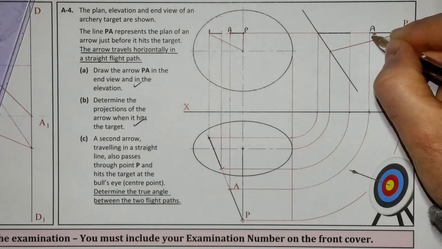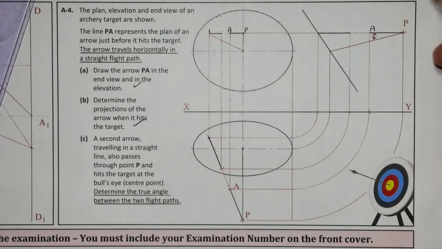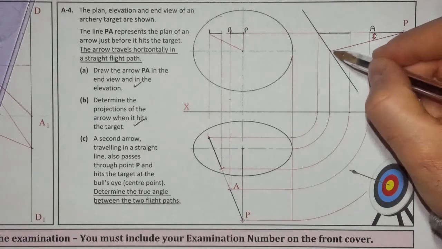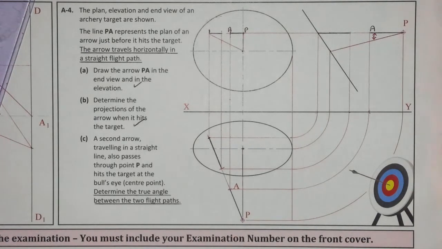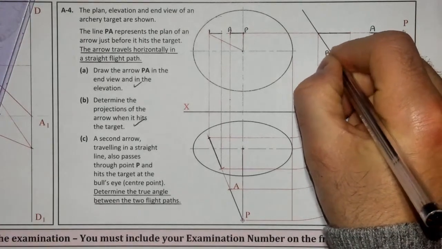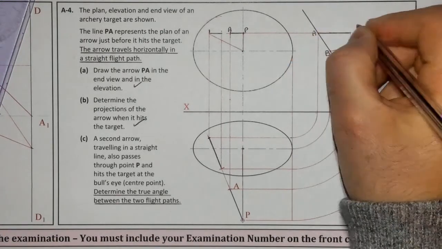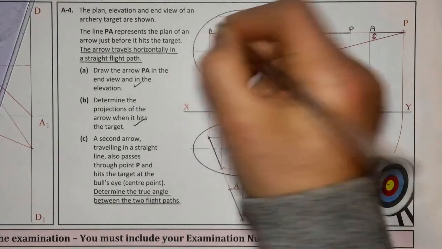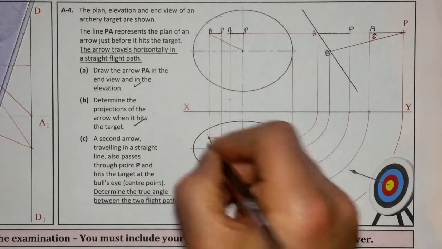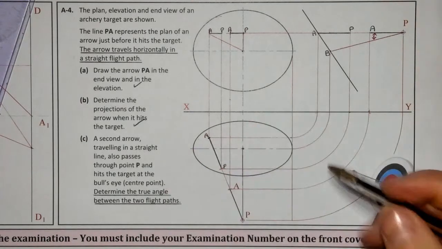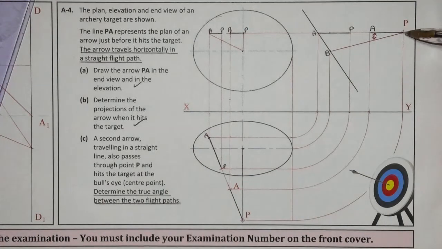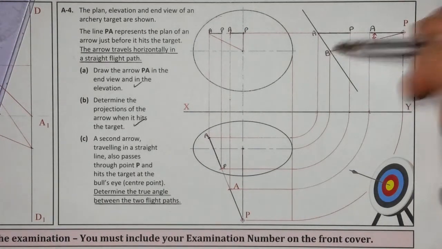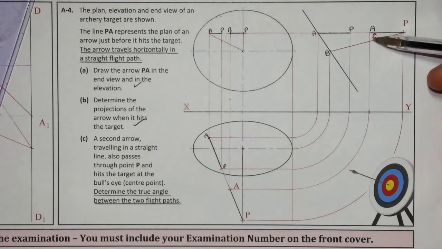Essentially what they're asking us is to determine the angle between the flight path of arrow PA and the flight path of arrow, in this case I'm just going to call it PB. Put that as A there, PA. Now this is PA, probably should have labelled it. So that's where PA was, and this is PB. I'm just calling it PB because it hits the bullseye. And technically they're asking us for the true angle between them.